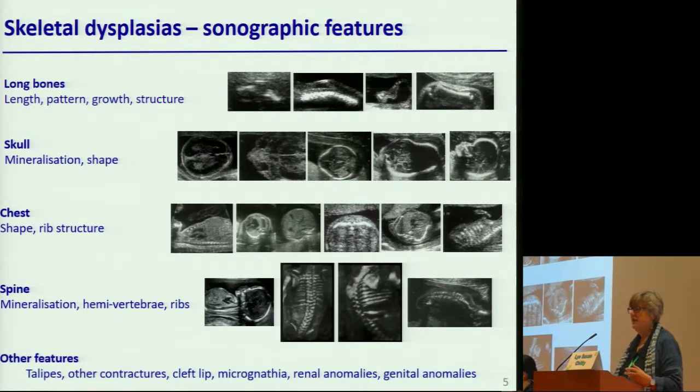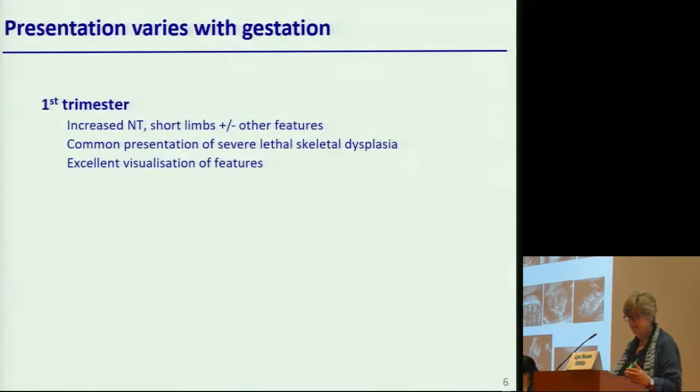You also need to look at other features in the baby. So you need to look for talipes, you need to look for contractures, you need to look at the face. Some of these babies with skeletal dysplasias have very small cleft lips. You need to look to see those because that's a good clue. You need to look, as I've said already, for micrognathia, and then all sorts of other anomalies. So many of these babies will have other anomalies, either renal anomalies, genital anomalies, cardiac anomalies, or indeed intracerebral anomalies.